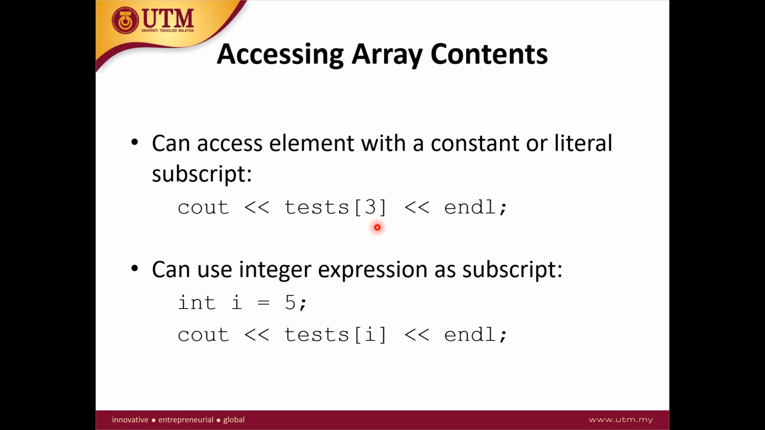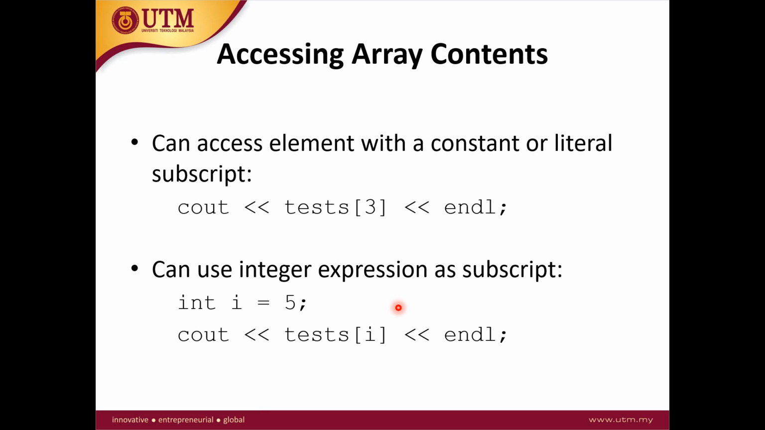We can access any element of the array through a constant or through a literal or a variable, like here cout test of 3. So the fourth element is going to be printed, or the element in the index number 3 is going to be printed. Here we can say int I equals to 5, cout test of I. So the element in index number 5 is going to be printed.